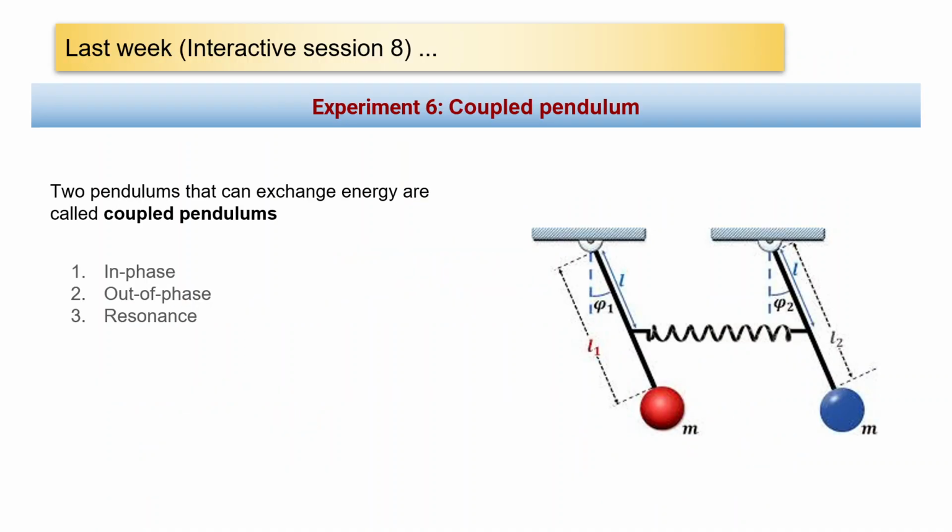Let's have a recap of last week's contents. Last week we talked about the theory and the experiment of coupled pendulum and understood what a coupled pendulum is, how it is different from a simple pendulum, as you can see in the figure here, what the in phase and out of phase conditions for a coupled pendulum are, and what the resonance condition is. We had derived these conditions and understood these things.